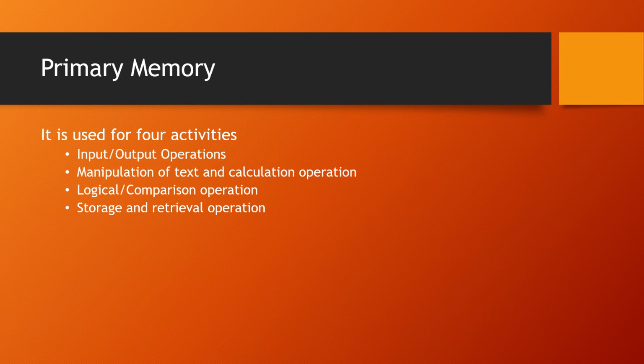Now what is primary memory? It is used for different types of activities. In total it combines 4 steps. First step is it can store the input or output of your computer system, meaning input output operation. Second is manipulation of text and calculation operation. Third step is logical and comparison operation. Fourth step is storage and retrieval operation. It's like a definition of a computer system: accept input from the user, manipulate the input, afterward process that input, afterward store the data in memory.